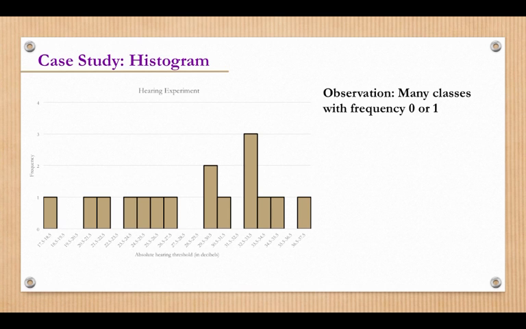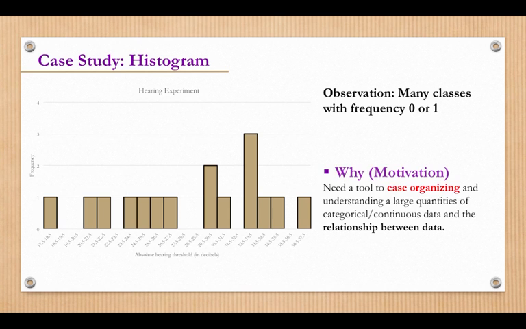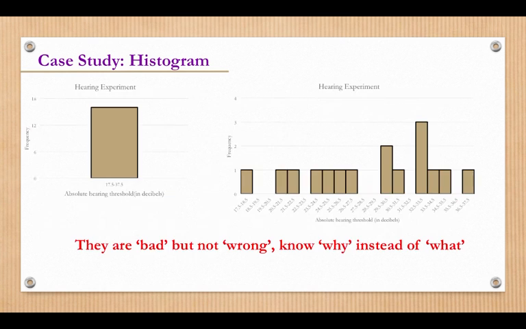However, for this histogram, data is not organized in a good manner. Too many bins are zero. They are meaningless except for occupying space. Recall our motivation is to help us organize the data. Thus, this is not a good choice either. However, one thing to pay attention to is that both of them are bad histograms but not wrong. They satisfy all the requirements of a histogram, but they don't match our motivation, that is, organizing and understanding data and the relationship between data.